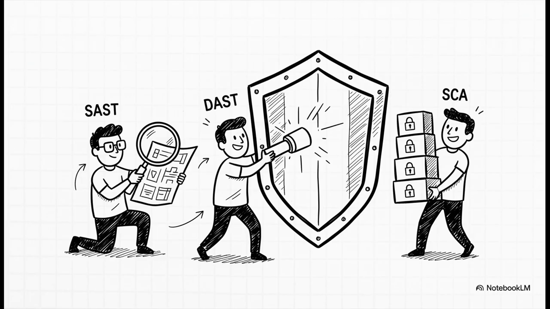SAST finds flaws in your own code. DAST finds flaws in how that code behaves when it's running. And SCA finds flaws in code you didn't even write. For a truly solid security setup, you absolutely need all three working together.